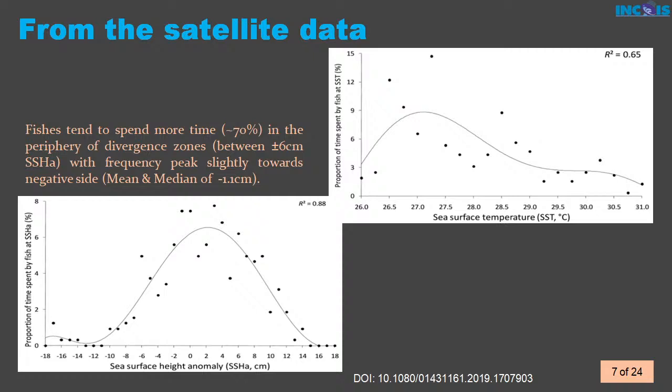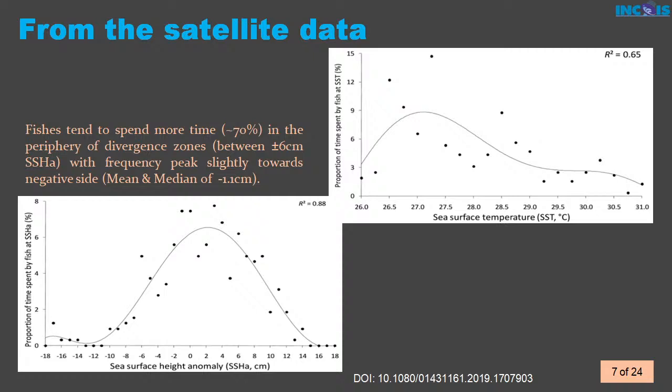If that is so here, you would expect that if tunas are swimming across the fronts on either side, they will encounter both cold and warm waters, and you will get two prominent peaks. So a perfect bimodal distribution you would expect, but that is not what you are getting here. On the other hand, when you plot the movement with reference to sea level anomaly, or in other terms sea surface height anomaly, you get a very nice Gaussian distribution.